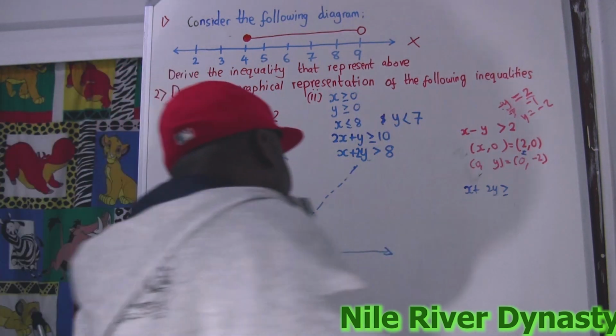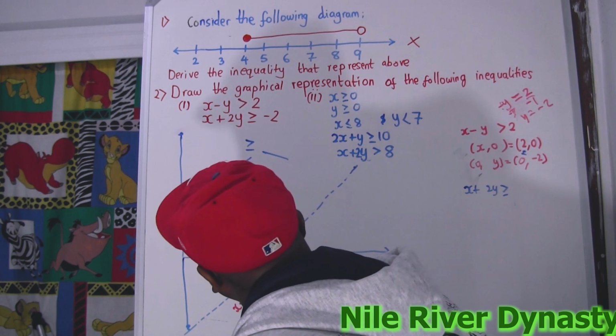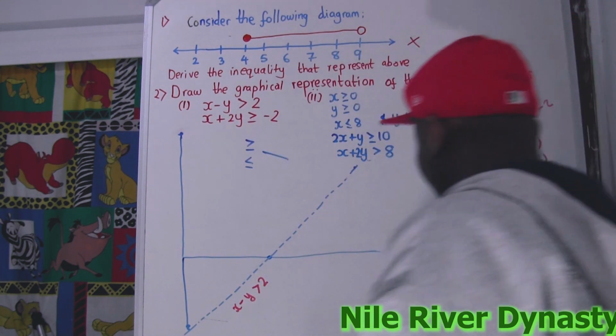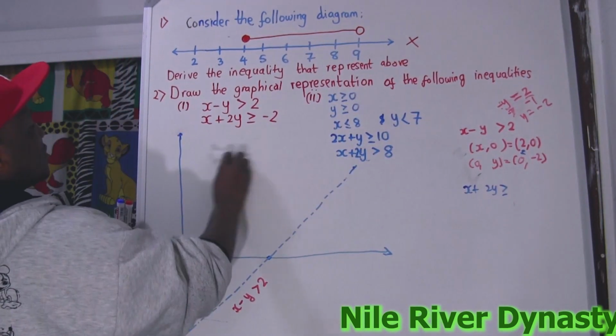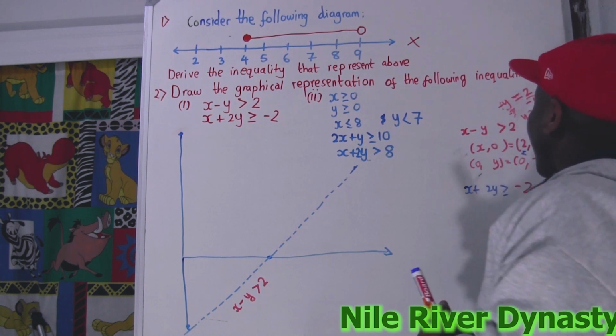And then you must label it, saying this is the line of the equation x minus y greater than 2. Okay, cool. Now we go for the next one: x plus 2y is greater than negative 2. So we do the same again.